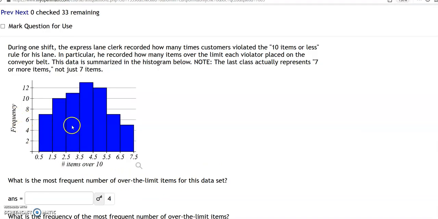And this one, they're asking which has the highest frequency. Well, basically 1 is between 0.5 and 1.5. 2 is between 1.5 and 2.5. So 1, 2, 3, 4, 5, 6, 7. So 4 is right here, and the frequency is the highest at 13, so the answer is 4.